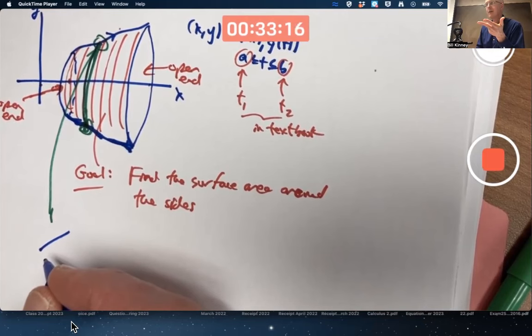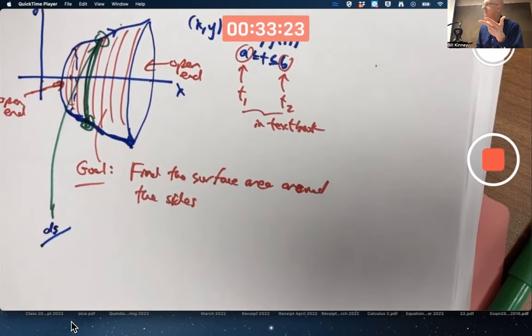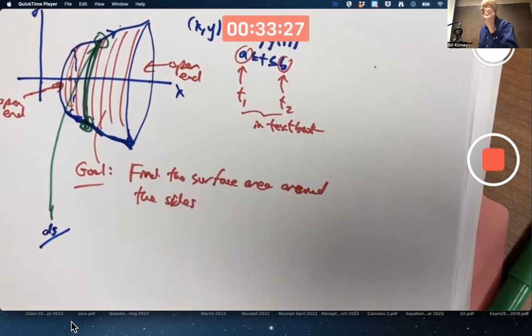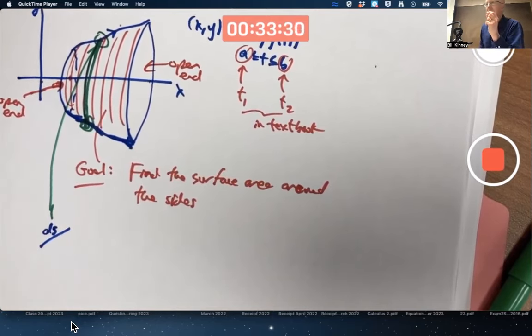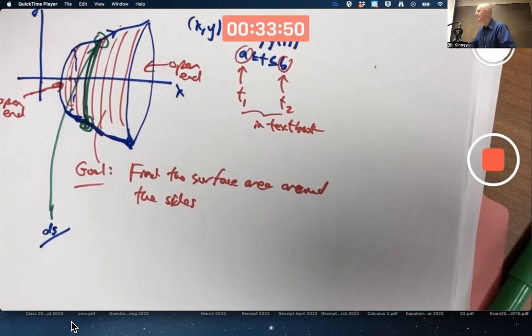I'm going to do something a little weirder, but somewhat consistent with what you sometimes see in your science classes. I'm going to actually call it ds. ds is imagined to be an infinitesimal amount of arc length. It's infinitesimally small. What's an infinitesimal? It's a positive number smaller than any positive number you can imagine. So is it smaller than 10 to the negative 10? Yeah. Smaller than 10 to the negative 100? Yeah. Smaller than 10 to the negative a billion? Yeah.